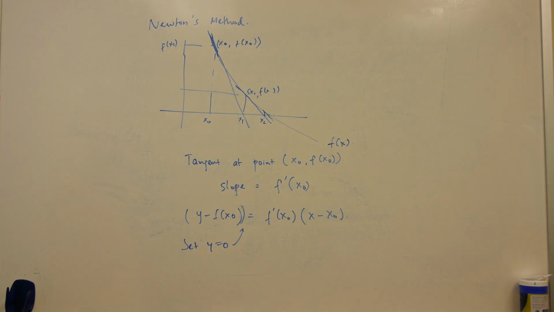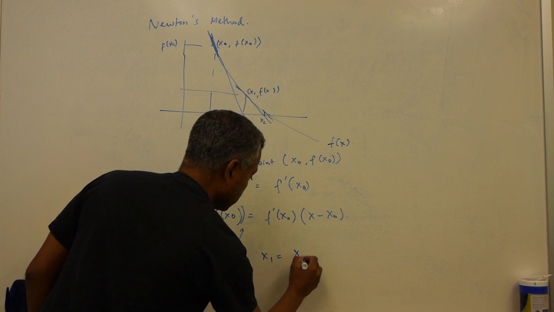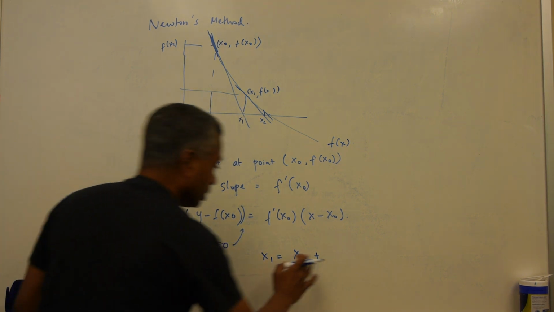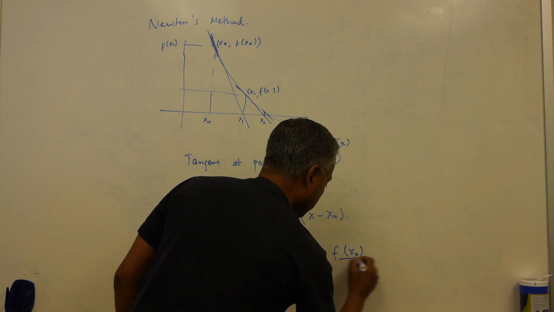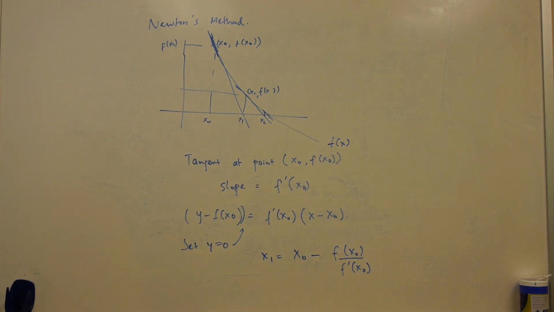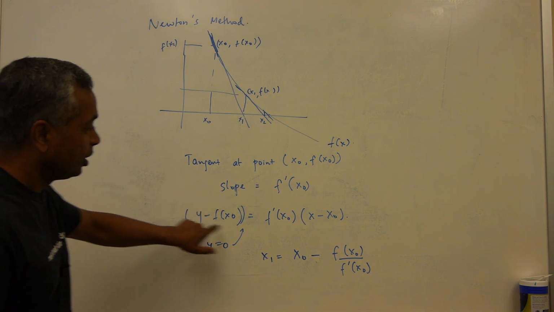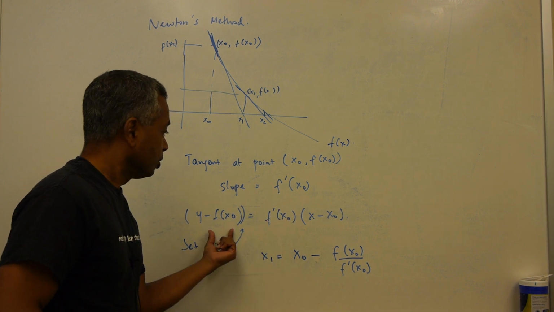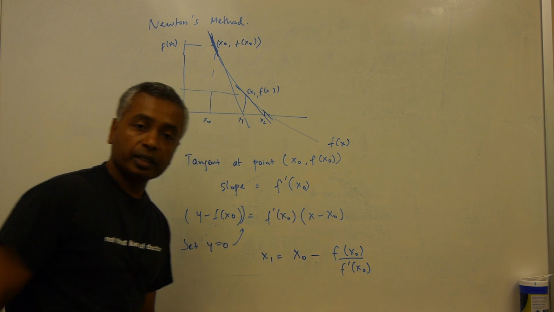So if you do this, you simply end up getting x1 is x0 minus f of x0 divided by f prime of x0. I didn't do anything here. I just put y equals 0 here, and I just rearranged these things. I divided both sides by the derivative at x0, and then I moved x0 to the other side. So you get x1 equals x0 minus this.